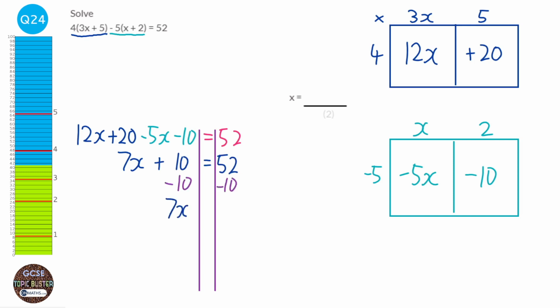So we've got 7x equals 42. And then we need to get rid of the times 7. So we're going to divide 7 both sides. So x equals 6.